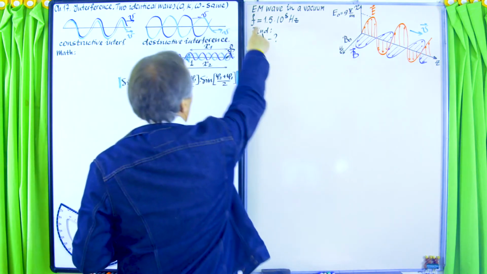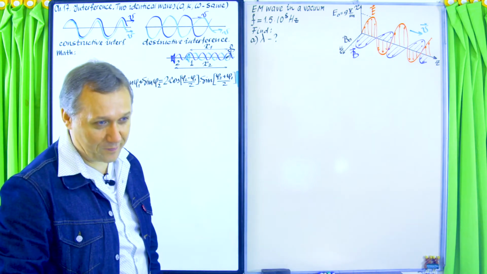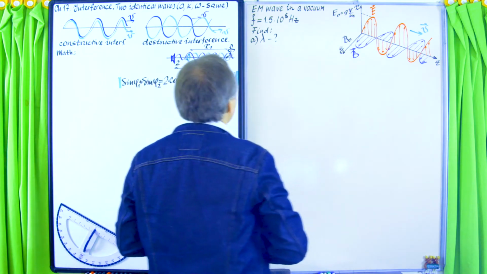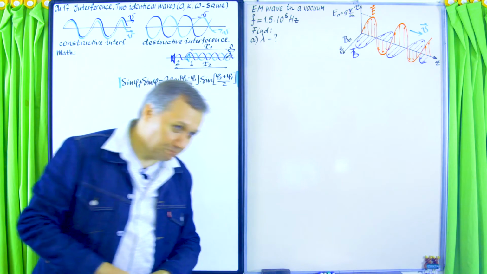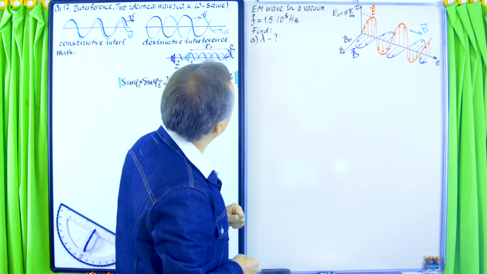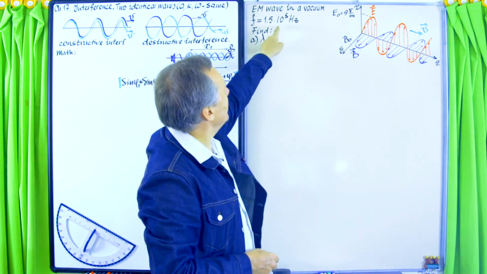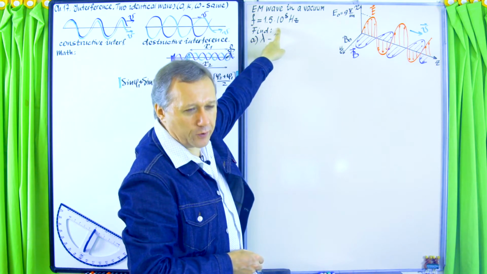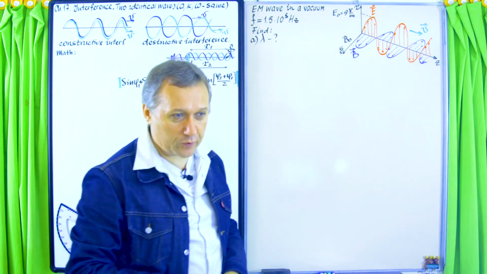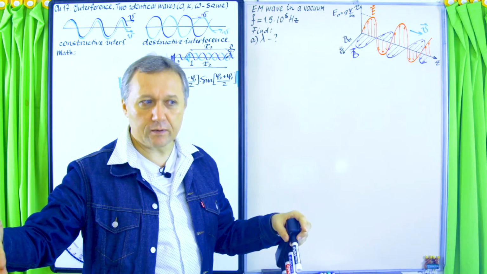Otherwise, the rest of the parameters are exactly the same for both traveling waves, E and B. That's why I wrote just f, without saying whether it's the electric field or the magnetic field wave. And the same with the wavelengths. So how can we get the wavelength? We have information about a temporal quantity, the frequency. And now we want to get a spatial quantity, which is basically the spatial periodicity.